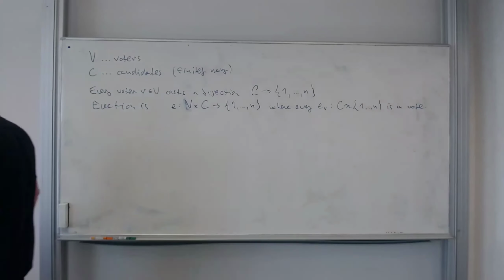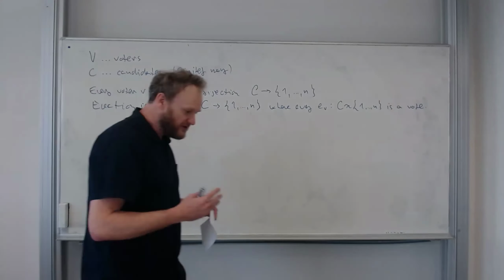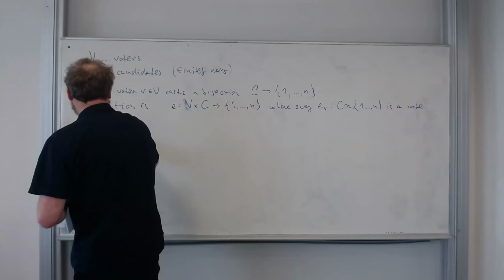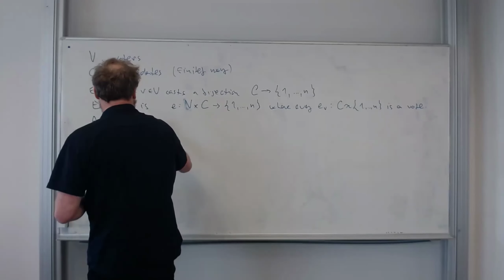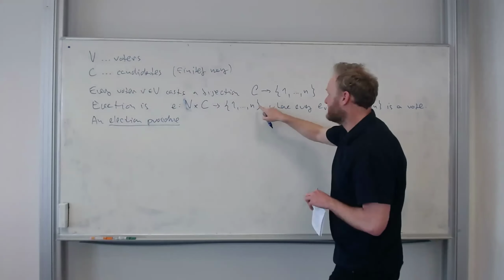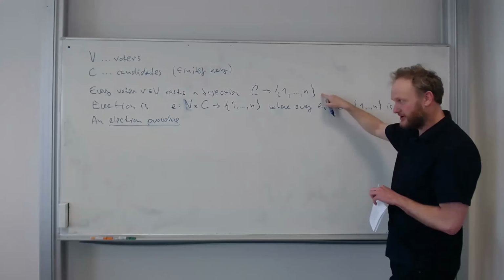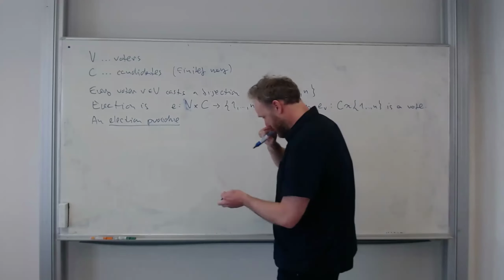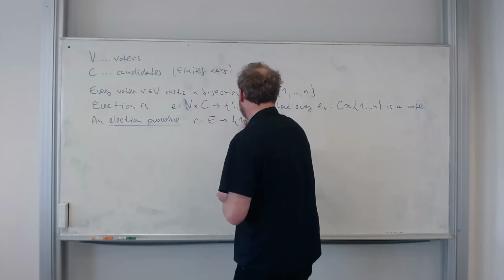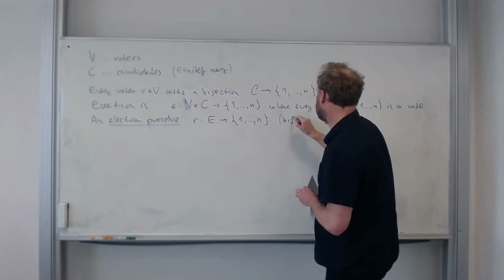Now, the way to decide the overall result of the election is called an election procedure. So an election procedure is what gets such an election and says what the total order, the eventual order, is. So this maps the set of elections onto this order, bijectively again.